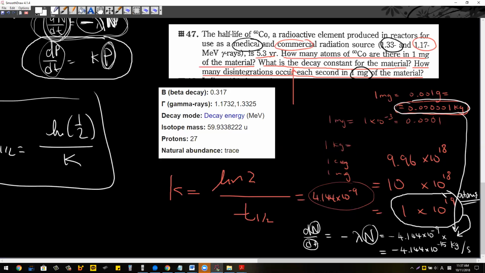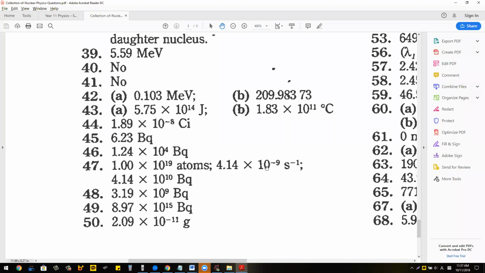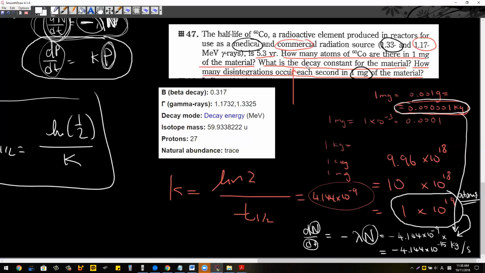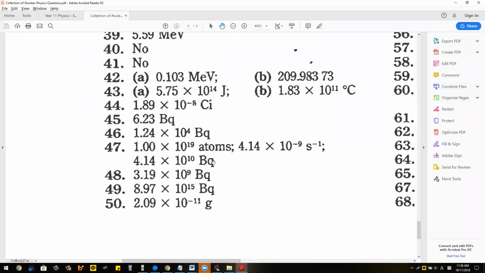Yeah. So if you check the answer, is that right? Yeah, 4.14. What was this one? That's the decay constant, was it? Yeah, that's the decay constant. This one here, and you got this one here. So basically the equation is n is equal to N0 times lambda?